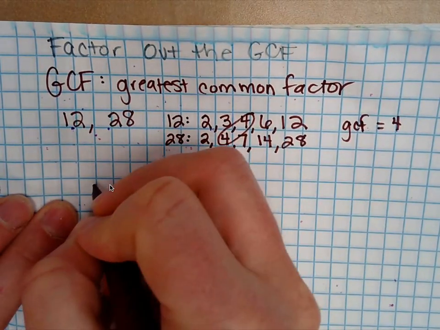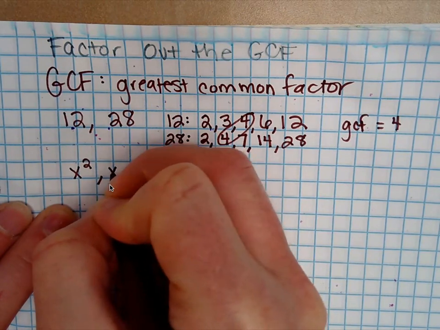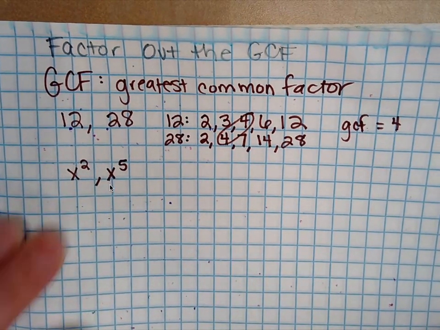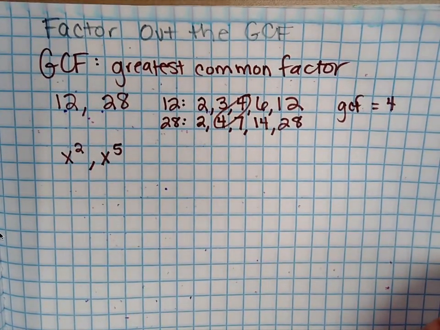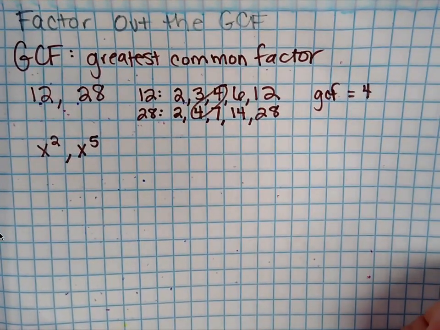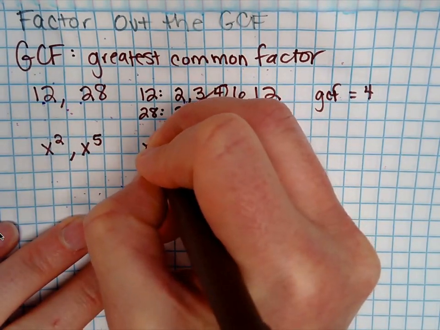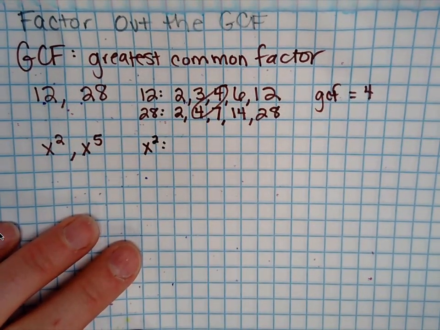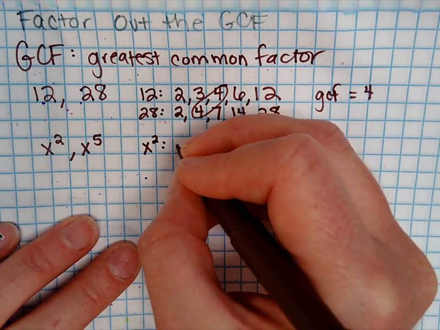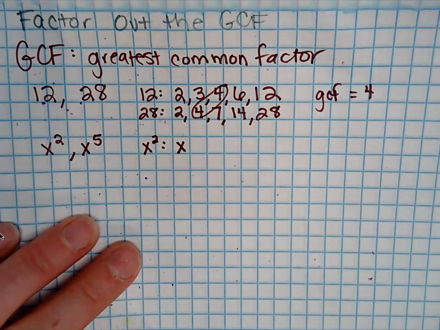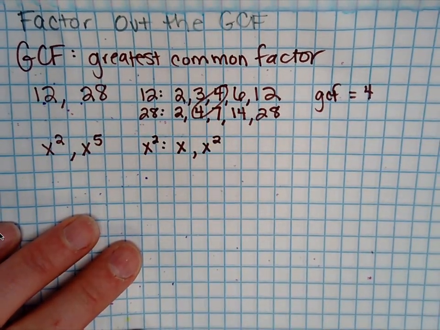Okay, what about x squared and x to the fifth? We want to know what the largest common factor of a variable is. So if we list these out, x squared: just x and x, right? It's just x. x times x or x squared. Those are the factors that will divide it evenly.